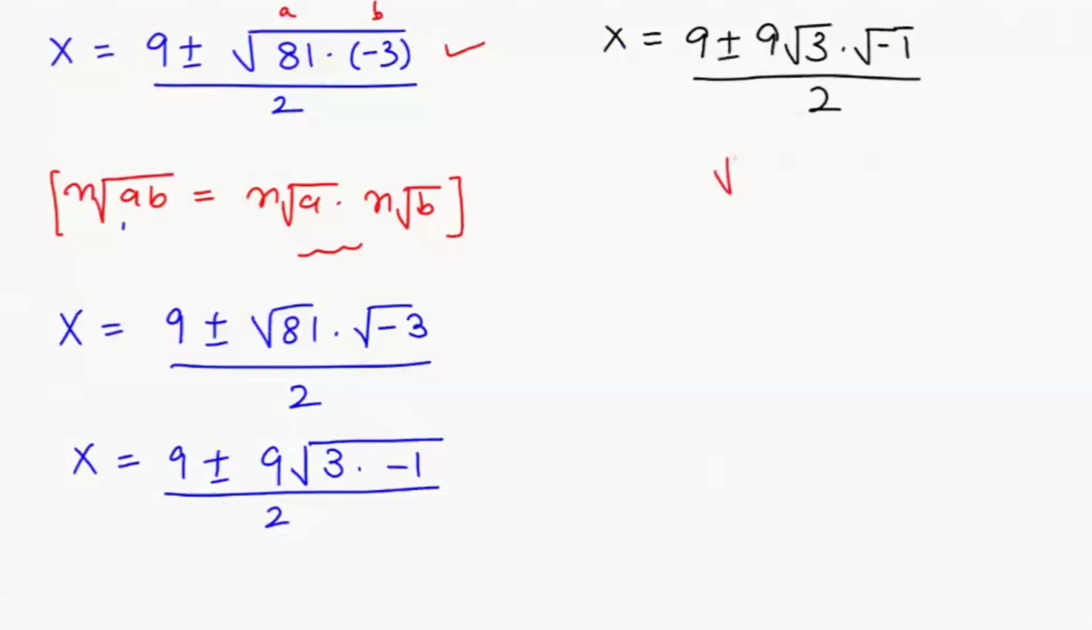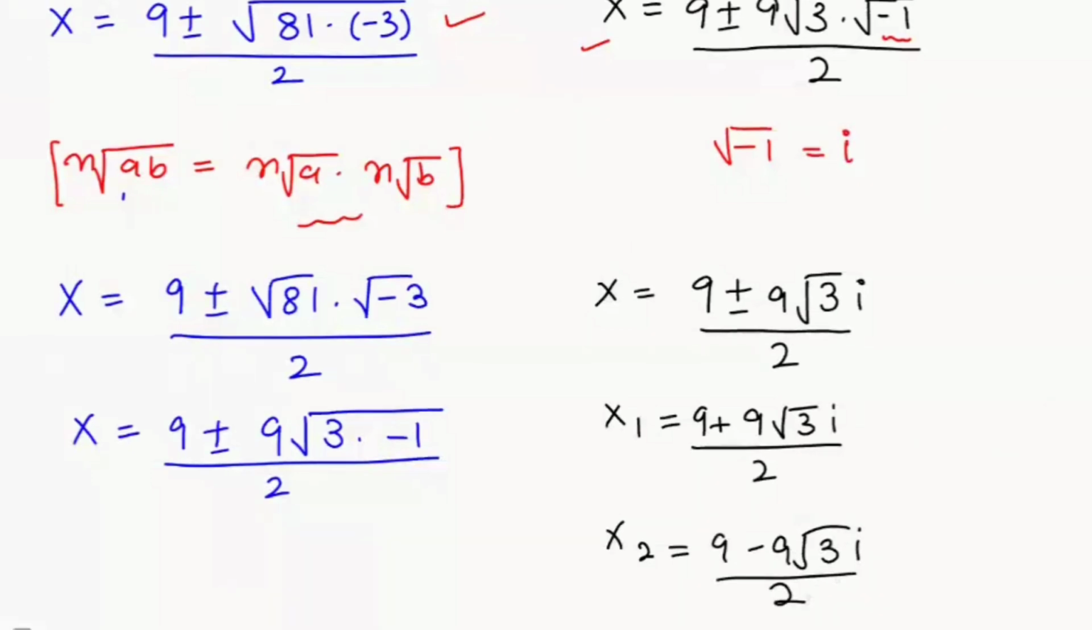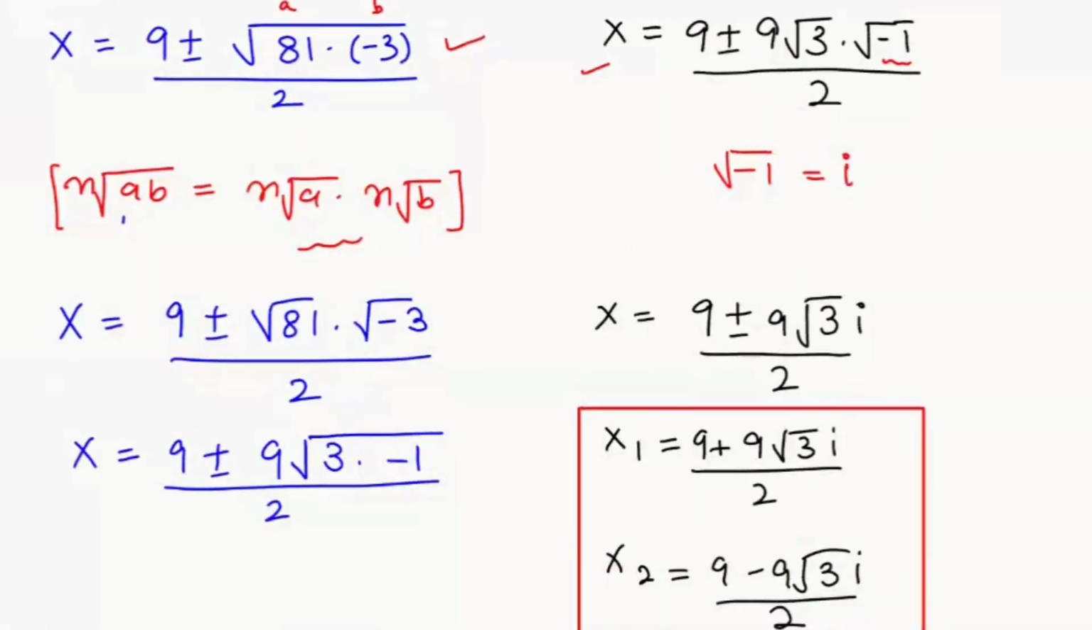And as we know, root of negative 1 is equal to iota, the imaginary number. In the place of this, I'm going to write iota. So this equation turns to x equals 9 plus or minus 9 root of 3 iota over 2. So here we get the two x values. x1 is 9 plus 9 root of 3 iota over 2, and x2 is 9 minus 9 root of 3 iota over 2. So here we get the two complex solutions or complex roots.